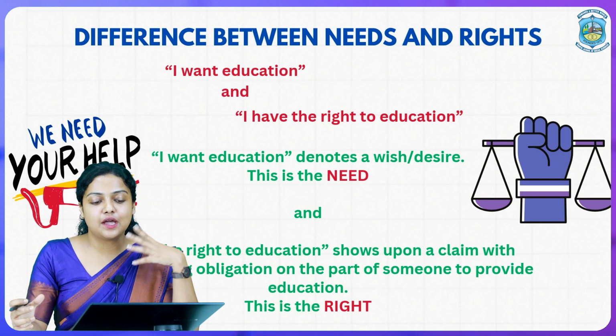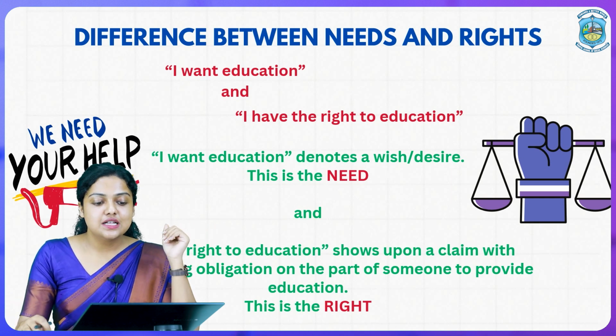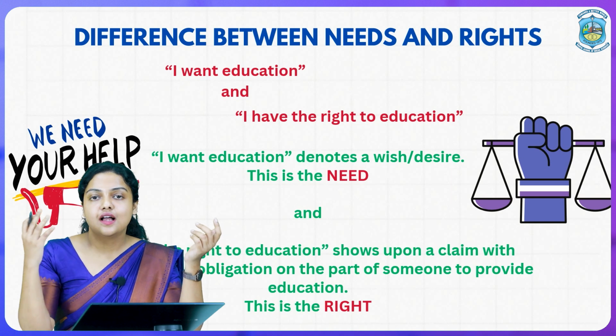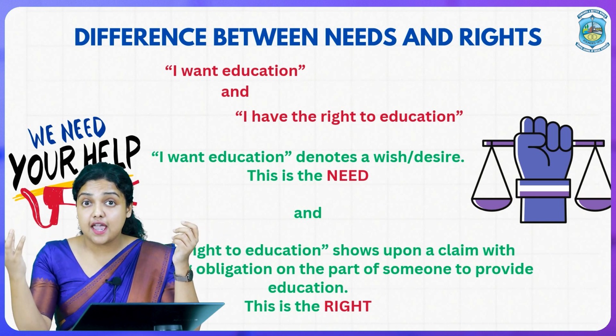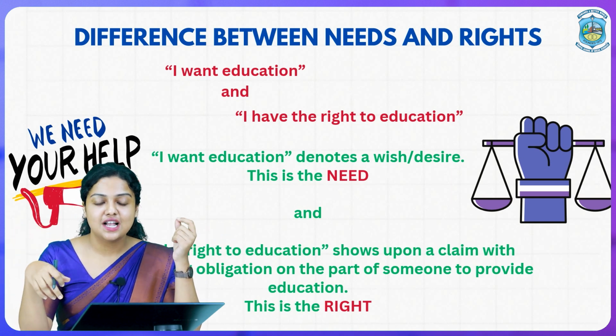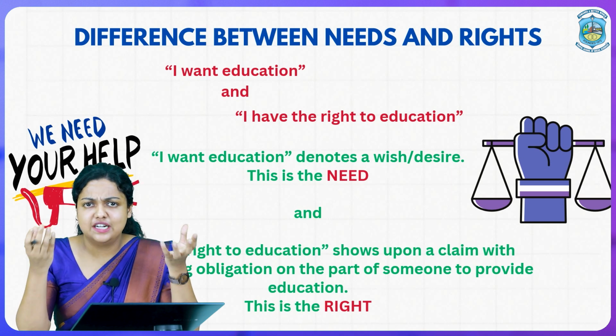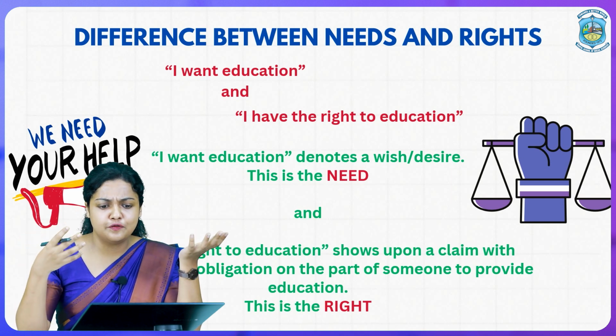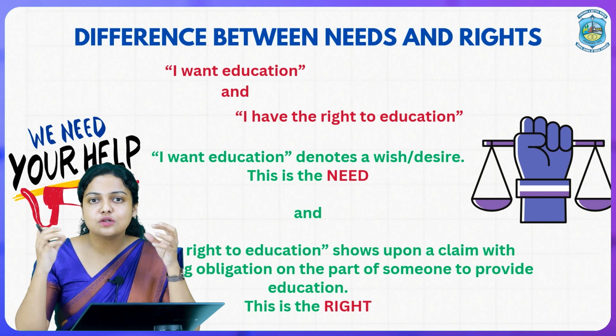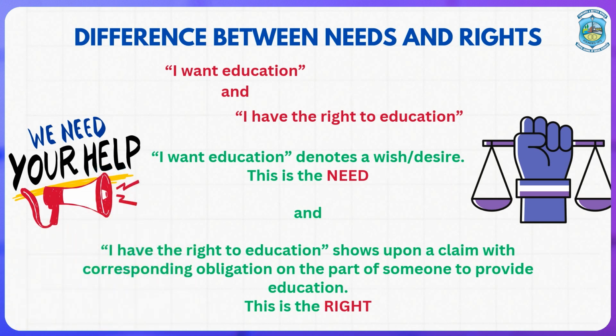Through an example I want to explain it to you. Here a child is saying, "I want education," and another child is saying, "I have the right to education." So "I want education" denotes a wish or desire, like "I want food" or "I want education." It shows the need. Whereas the second child says, "I have the right to education."